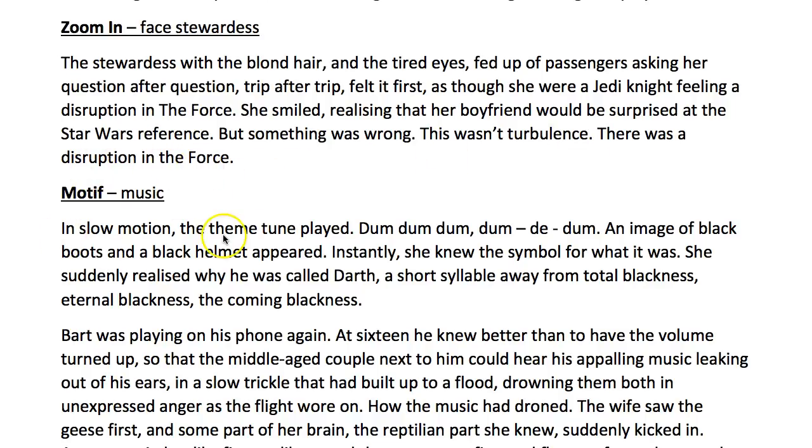In slow motion, the theme tune played. Dum dum dum dum da dum dum da dum. An image of black boots and a black helmet appeared. Instantly she knew the symbol for what it was. She suddenly realised why he was called Darth, a short syllable away from total blackness, eternal blackness, the coming blackness.